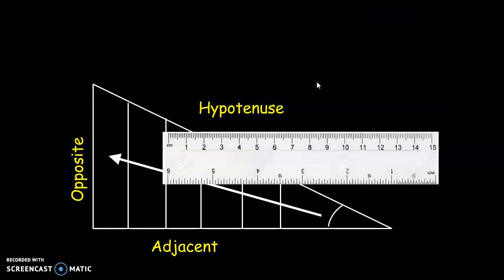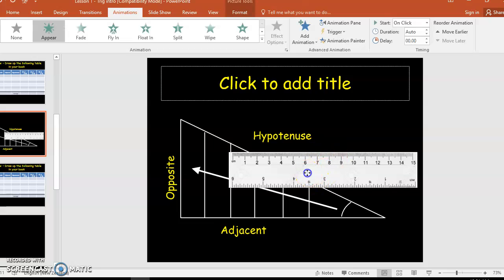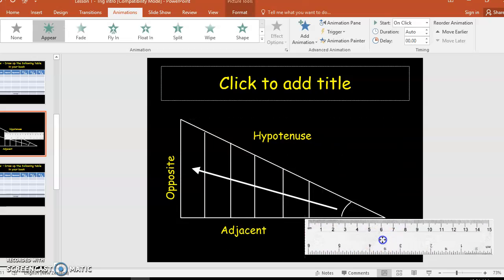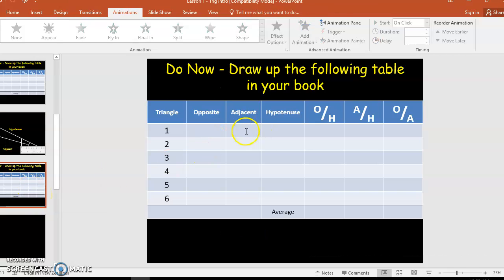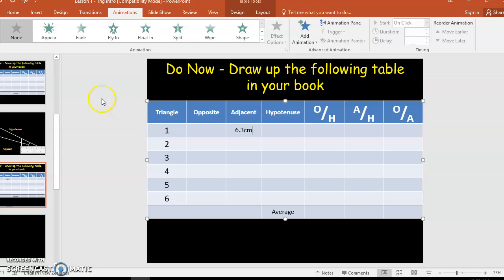So here's our ruler. I can't move it around in the PowerPoint. So I'm going to measure the length of the adjacent for triangle 1. And that goes, starting at the 0, to about 6.3. So I would write 6.3 in my adjacent for triangle 1, in centimeters. You can choose millimeters, centimeters, as long as you use the same unit.